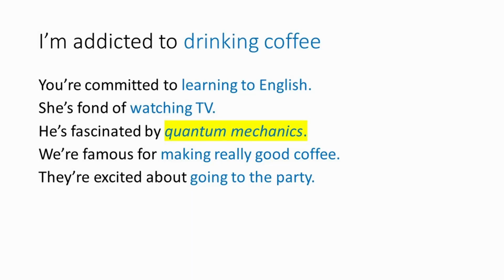I'm addicted to, this is the adjective plus preposition pattern. Very common pattern in English. There's probably hundreds of pieces of language like this. So if you understand how this one chunk works, you can use it with other chunks. Let's have a look at some other chunks that are similar to I'm addicted to. So you're committed to. I hope you're committed to learning English. Be fond of. In this case, she's fond of watching TV. Fascinated by, or be fascinated by. He's fascinated by quantum mechanics. We're famous for making really good coffee.